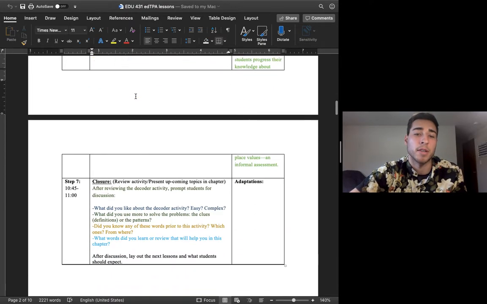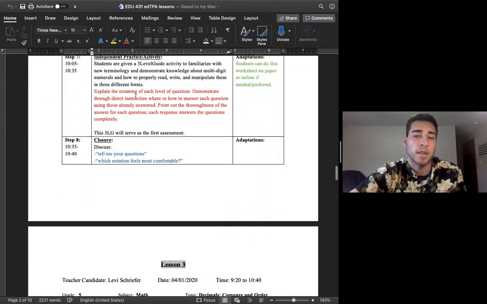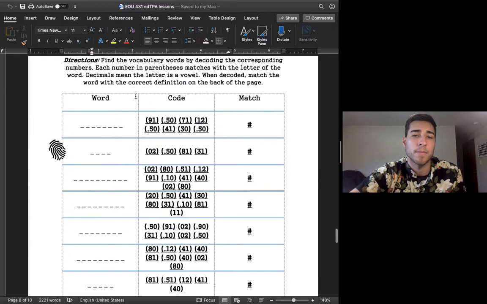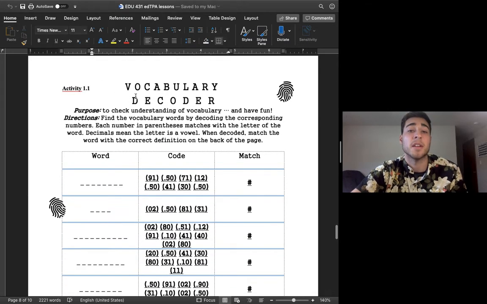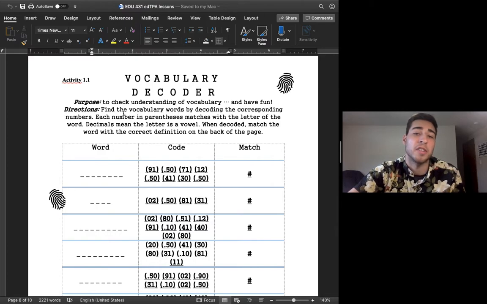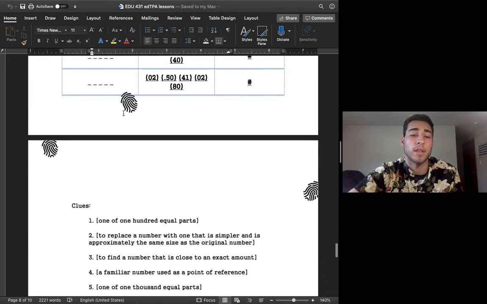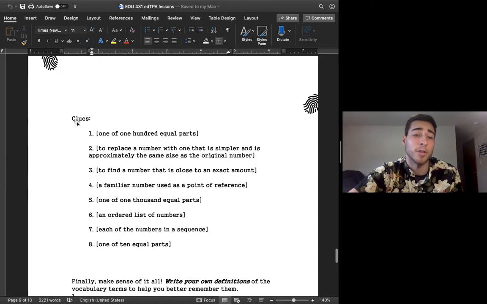So I'll go down to the activity, past all of these here. So this is the vocabulary decoder, and what students are going to do here is scroll through their book and find the words that match the following definitions. These are clues, or they're the definitions of each word.